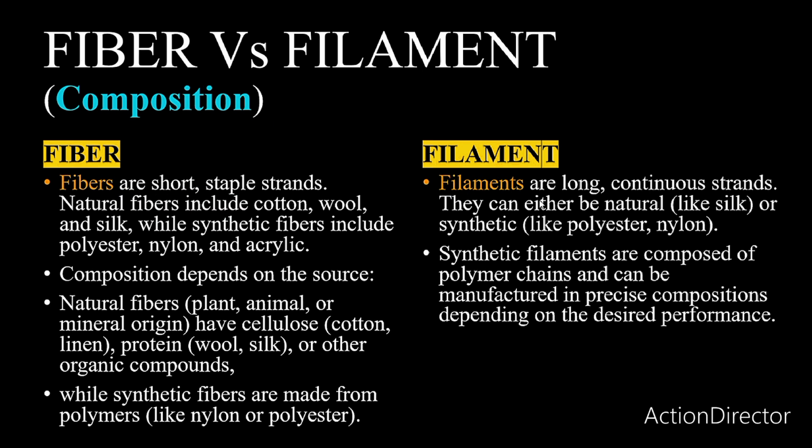In the case of filaments, they are long continuous strands. They can either be natural like silk or synthetic like polyester and nylon. Synthetic filaments are composed of polymer chains and can be manufactured in precise composition depending on desired performance, the performance required in fabric and in the yarn. This was the overview with respect to composition.